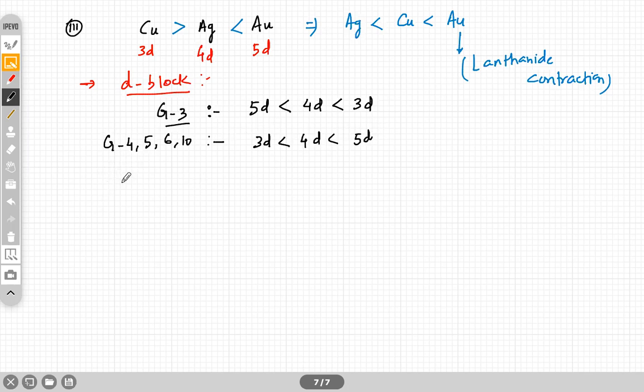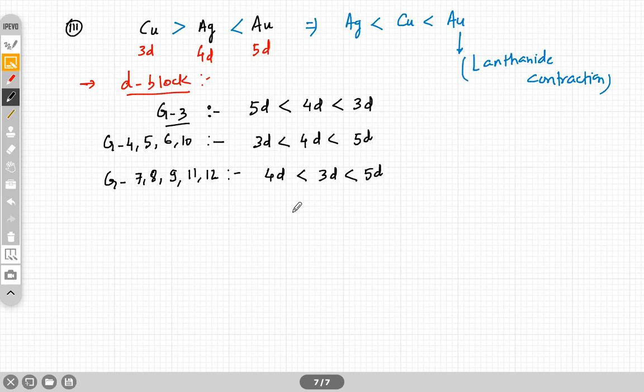If you have groups 7, 8, 9, 11, and 12, right? It is 4D that has minimum, then 3D, and then we have 5D. This is the order we have, okay?